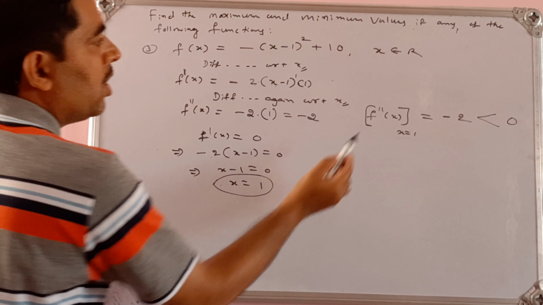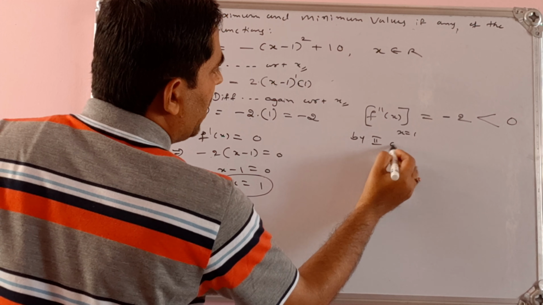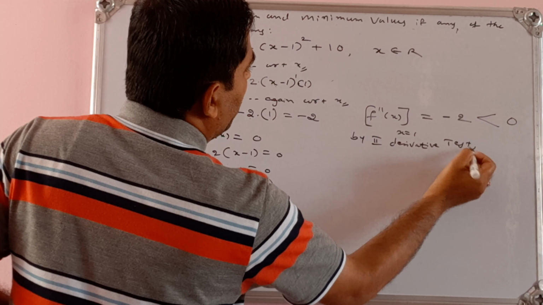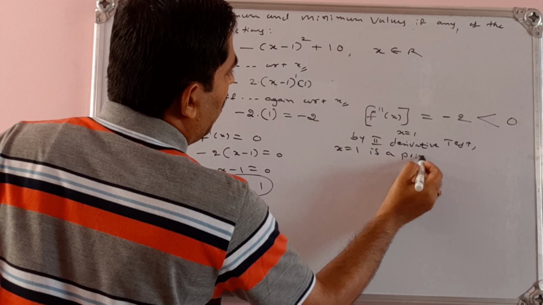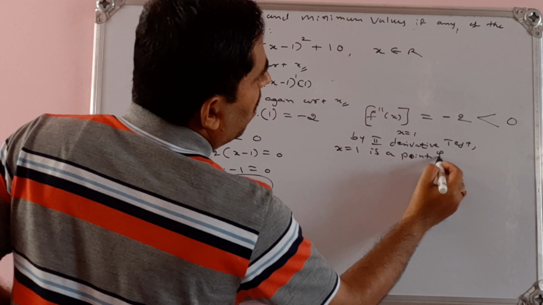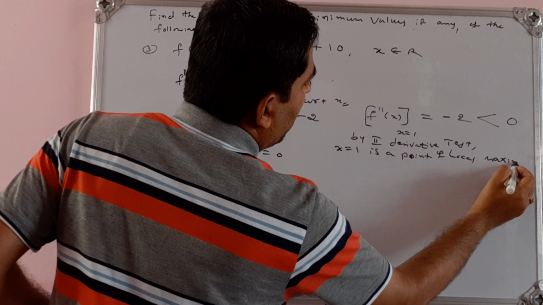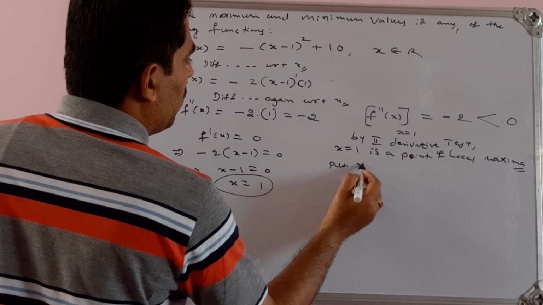Second derivative is negative, which means by the second derivative test, x is equal to 1 is a point of local maxima. Therefore, it has a maximum value.